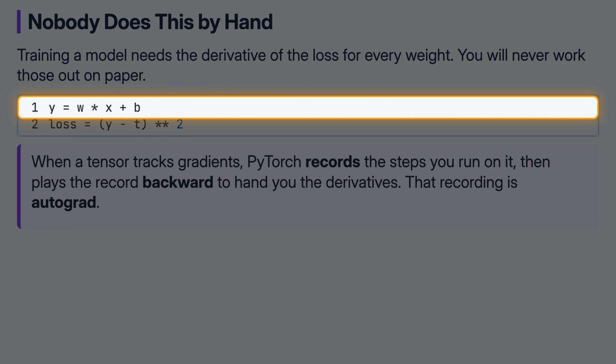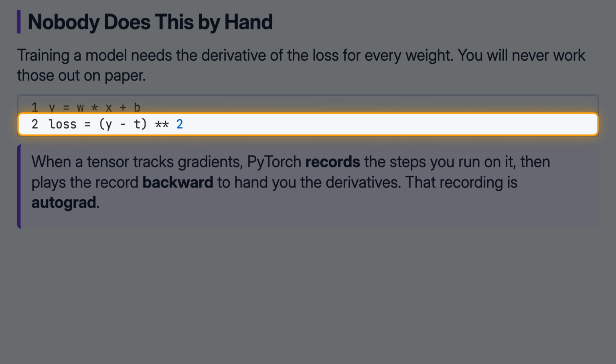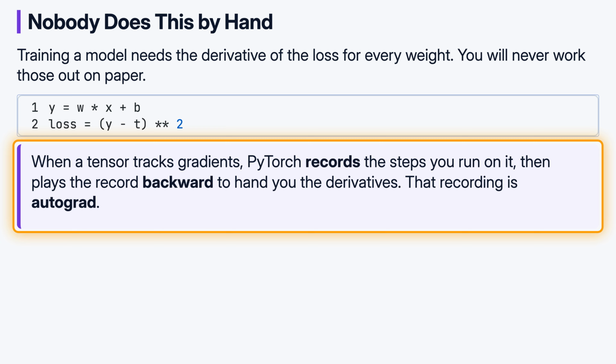This line builds a prediction, y = w * x + b. This line measures how wrong it is. Loss = (y - t)^2. Training needs the derivative of that loss for every weight, and real networks have millions of weights. Nobody works those out on paper, so PyTorch does it for you. When a tensor tracks gradients, PyTorch records the steps you run on it, then plays the record backward to hand you the derivatives. That recording is Autograd.